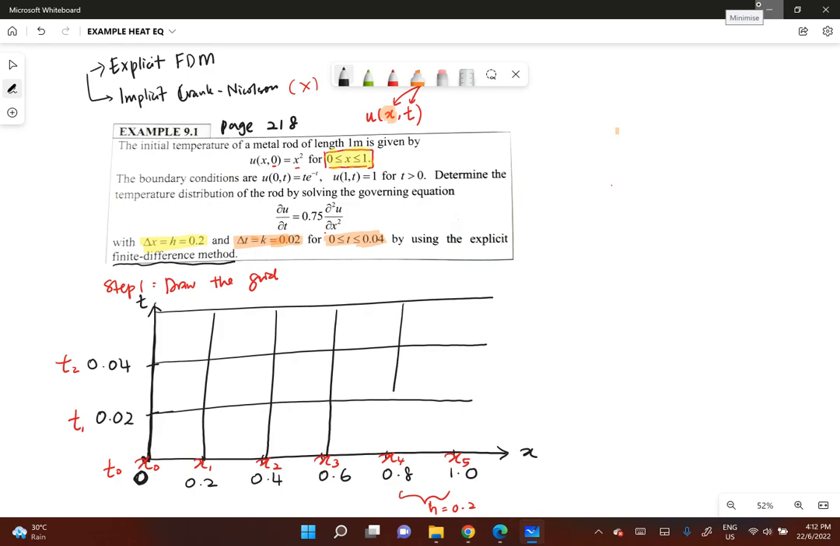I will draw the grid. This one. Actually, the value is here. This one. That means this one, later on, I will write here. So I need one more.